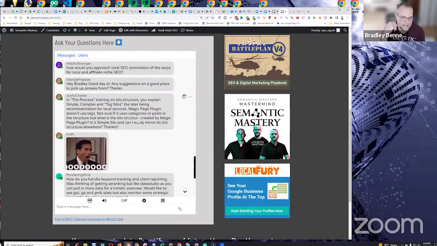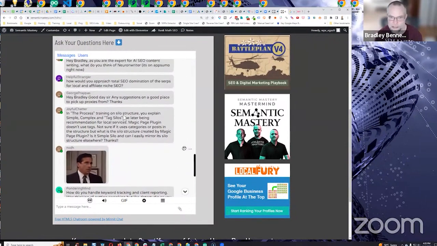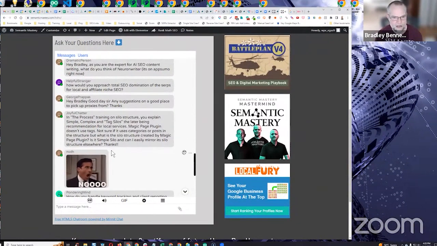Now, talking about a mass page build, I don't do a lot of mass page stuff. I really did intend on doing some stuff with Magic Page, and I just never found the bandwidth to do it. So unfortunately, I don't have a lot of experience with how to build silo structure into it. I know you can. That was part of the reason I was attracted to using it, but I never ended up really using it much. So is it easy? Can I easily mirror its structure elsewhere? Again, that's part of the reason, keep it simple, right?